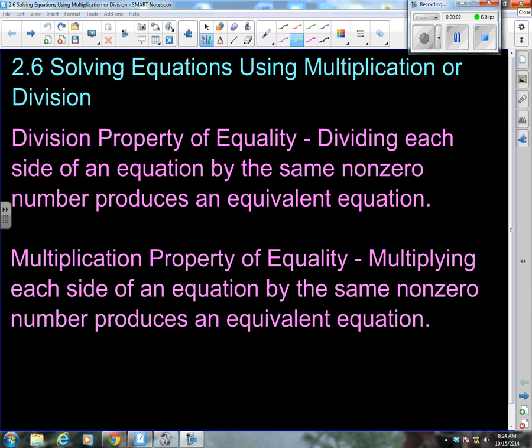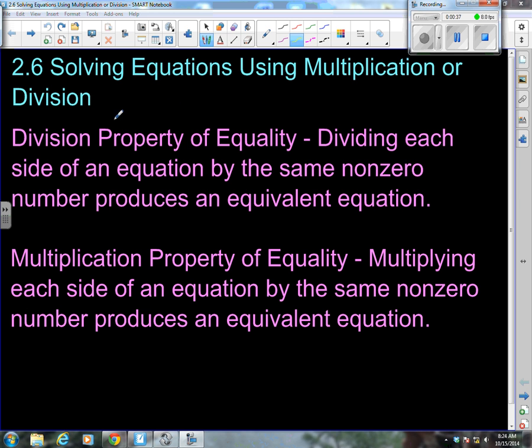This is 2.6, solving equations using multiplication or division. And there are two things we need to know before we start. Now, we've already solved equations using addition or subtraction. Basically, we had to look and see what was being done to the variable. In other words, what the number was with the variable. We looked at the sign of that number and decided how to make it equal to 0. So we did the opposite of the sign, and this is basically the same thing. We're going to use the same method in solving these, except we're using division and multiplication.